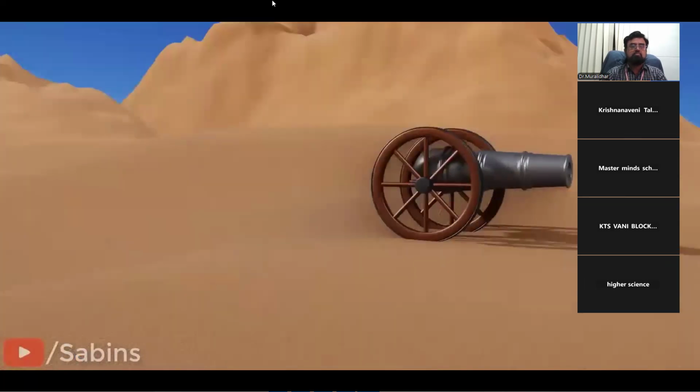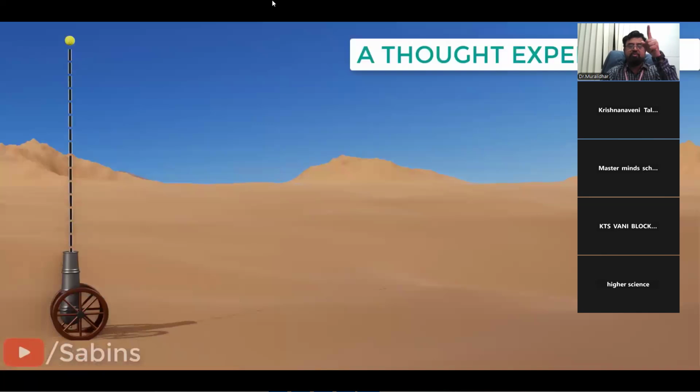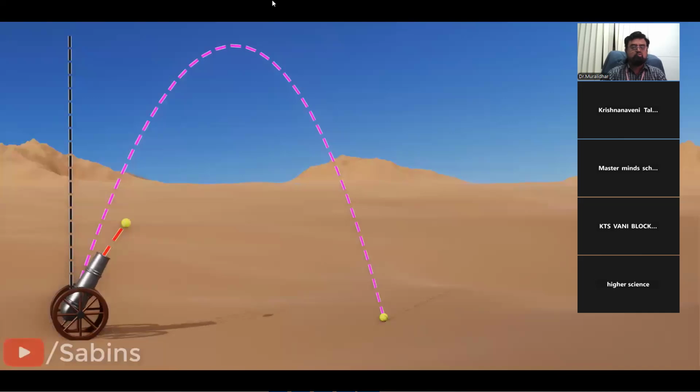Here's an interesting thought experiment. This cannon is ejecting a ball perfectly vertically. The ball will come back to its initial position, with zero movement in the horizontal direction. Now let's reduce the angle and eject it with the same speed. Now the ball can travel horizontally. With a little more angle reduction, the range increases further.